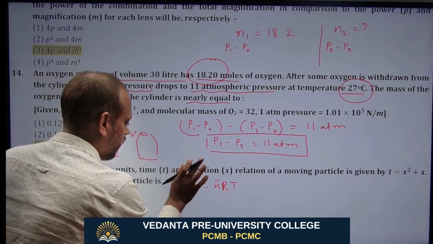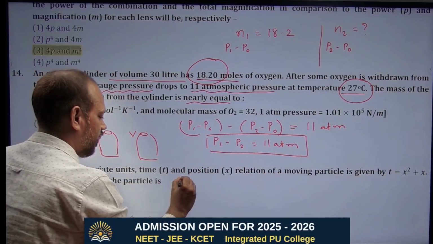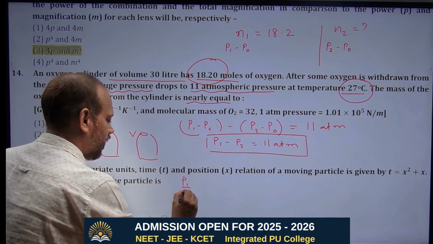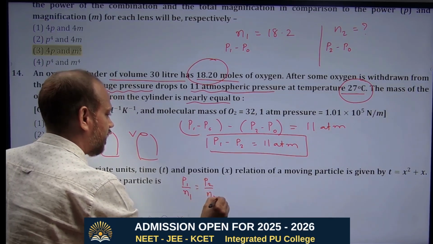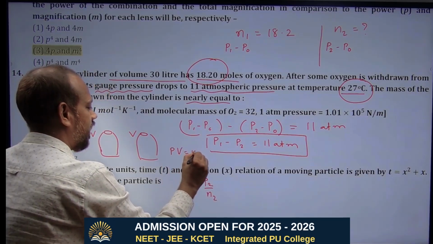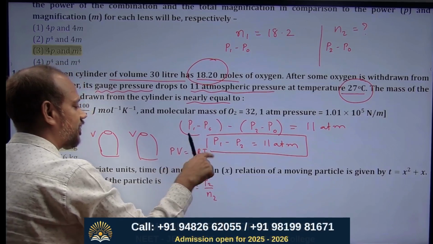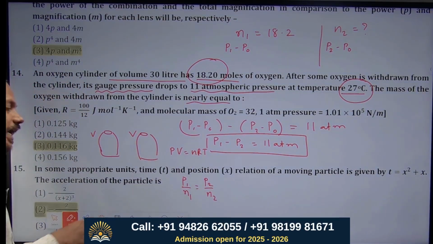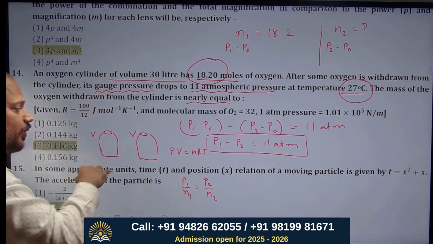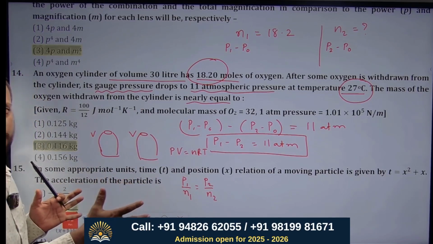So what equation will you have? You will have P1 by N1 must be equal to P2 by N2, right? Think of it: PV is equal to nRT, and everything else, RT by V, is a constant. So P by N will be constant. So this will be your process equation, before and after. You are just comparing two states.